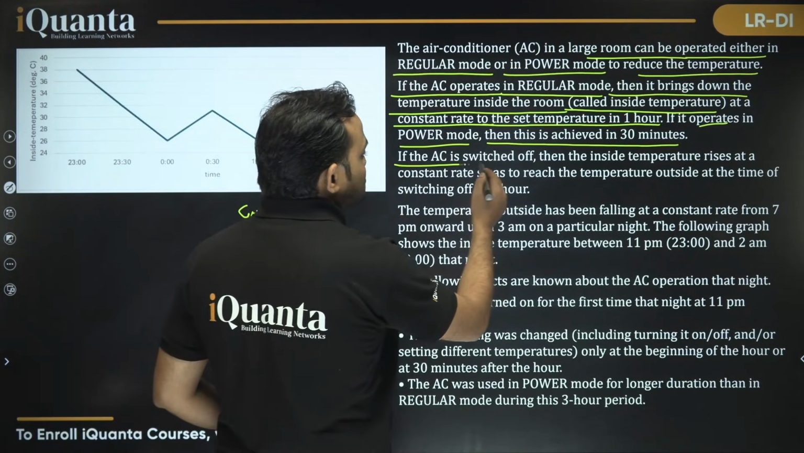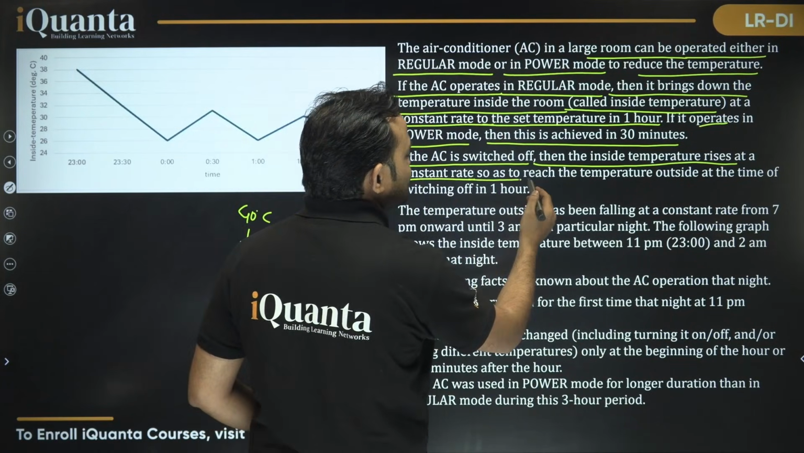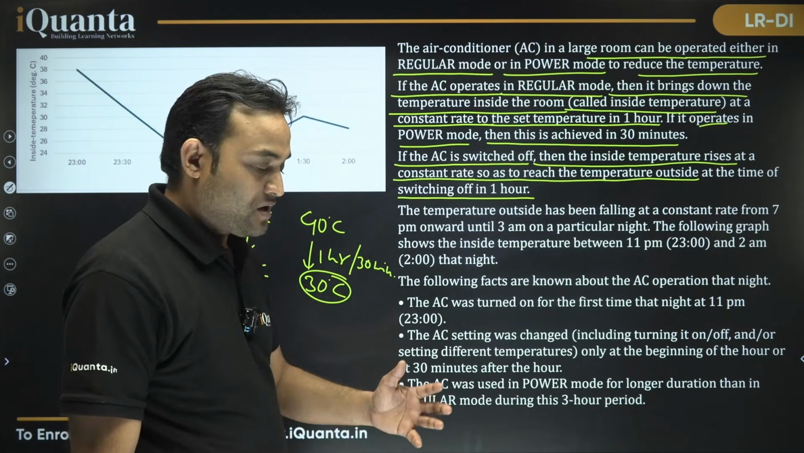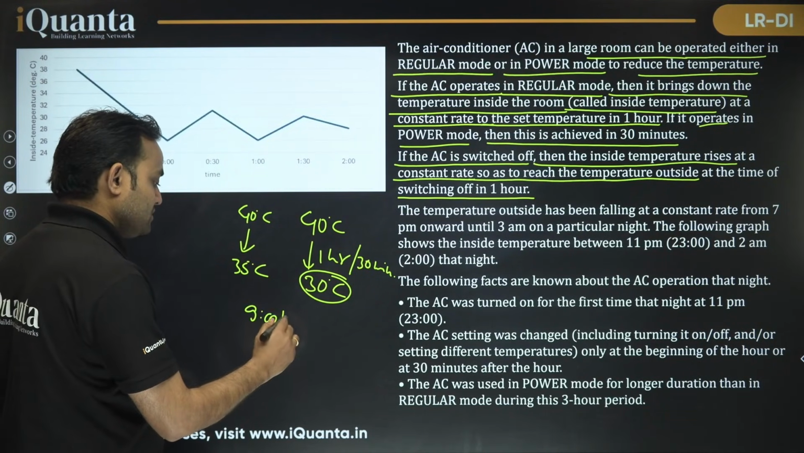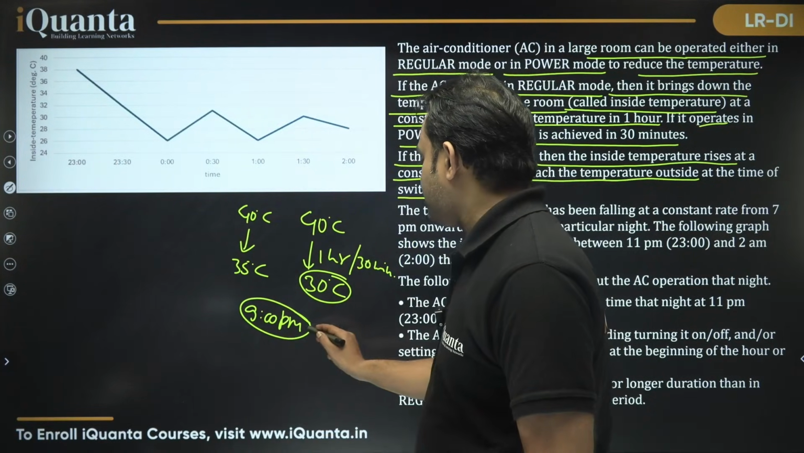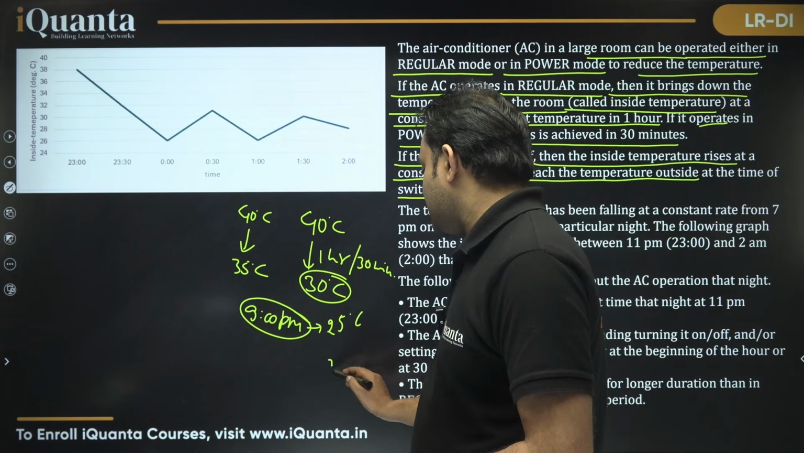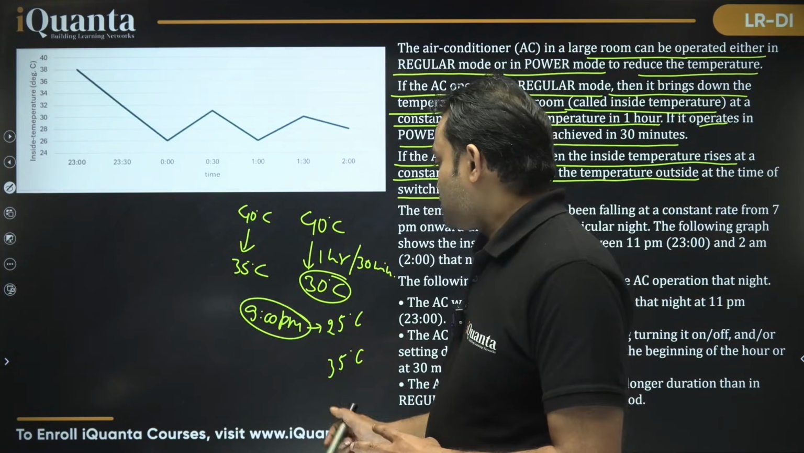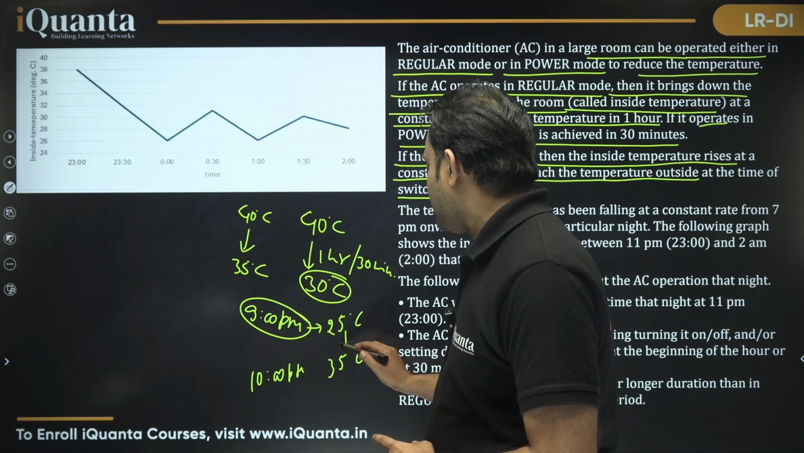If the AC is switched off, then the inside temperature rises at a constant rate so as to reach the temperature outside at the time of switching off in 1 hour. So basically, the situation is something like this, let's say it's 9 p.m. and you have been using the AC for some time, and the current inside temperature, the room temperature, is 25 degrees Celsius and the outside temperature is 35 degrees Celsius. So now if you turn off the AC, at 10 p.m., it will take 1 hour. At 10 p.m. the room temperature will become 35 degrees Celsius.